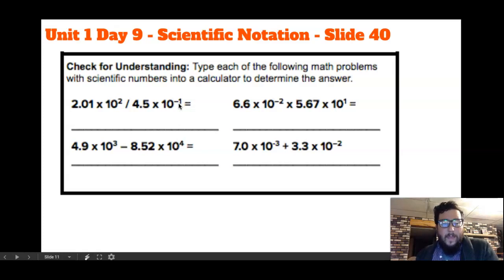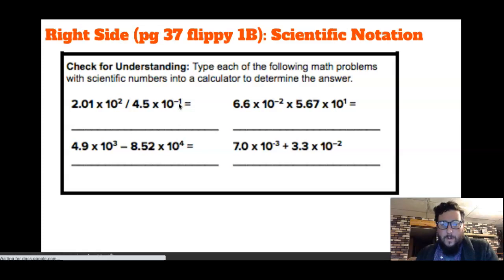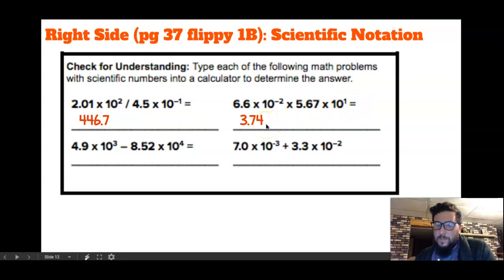Okay, guys, here we are. We're back. Let's see if you get the right answer. For the first one, we should get 446.7. If you entered these into your calculator the correct way, you get 446.7. If you got a different number, that means either you tried to type it in just like this, or you messed up when doing the second E function. All right? So this second one, the answer we should get is 3.74. So make sure you're typing on your calculator 6.6, second E, negative 2, times 5.67, second E, 1. Enter, and you should get 3.74.